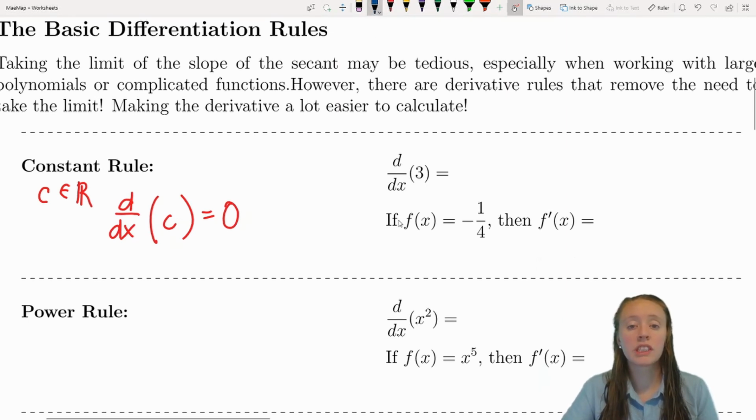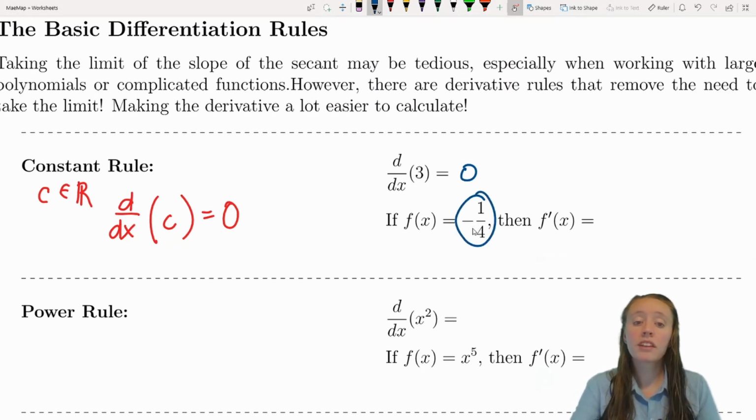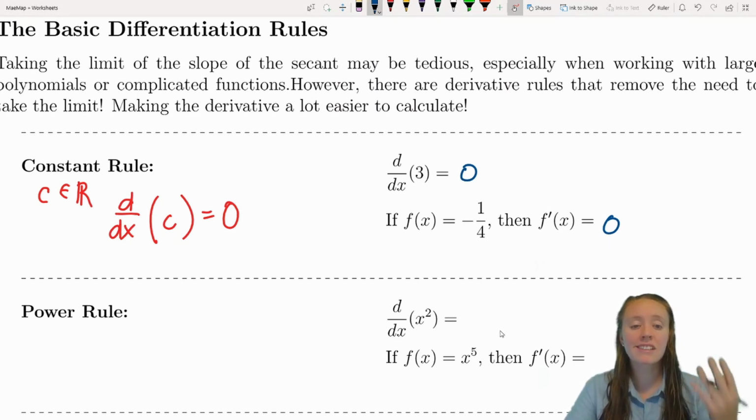So looking at the two examples provided, we're going to take the derivative d/dx of 3, taking the derivative with respect to x of a constant, according to our rule, is 0. And here we have it. If our function f(x) is equal to -1/4, that is just a real number, so that derivative f'(x) is going to also be 0. This is one of the very simple basic differentiation rules.